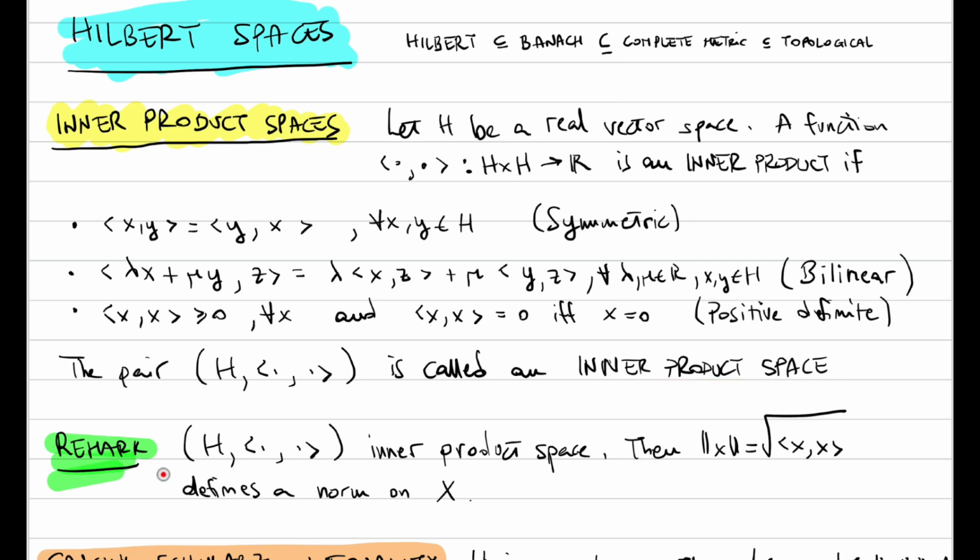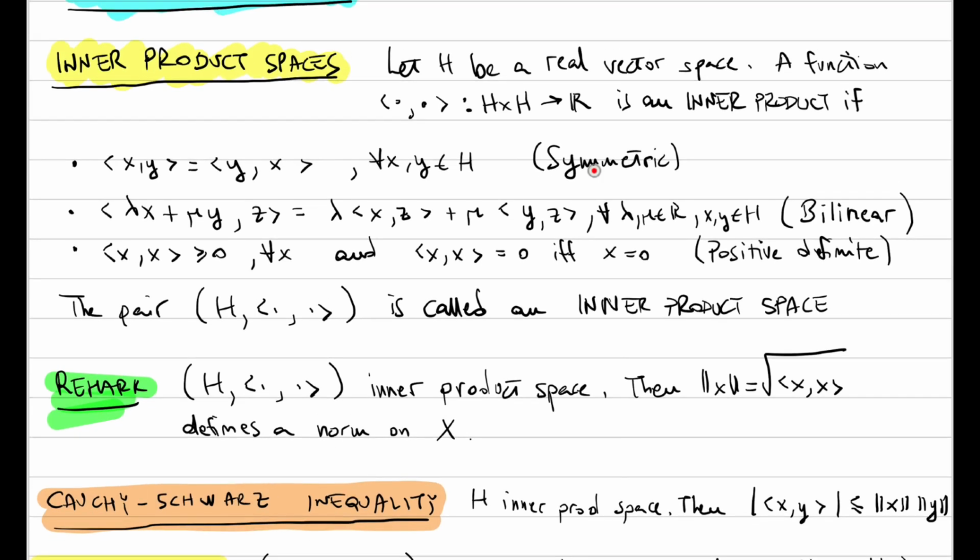Okay, remark, if you have an inner product space, then you can define this function here as just the square root of the inner product of x with itself. And this function here actually defines a norm over H. So hence the first inclusion in the hierarchy here, meaning that if H is an inner product space, then H is also a normed space, and in turn a metric space and a topological space, as we saw last time.